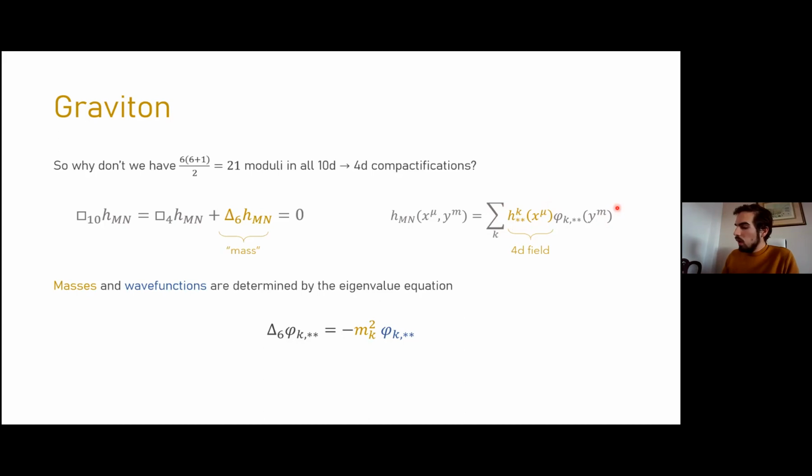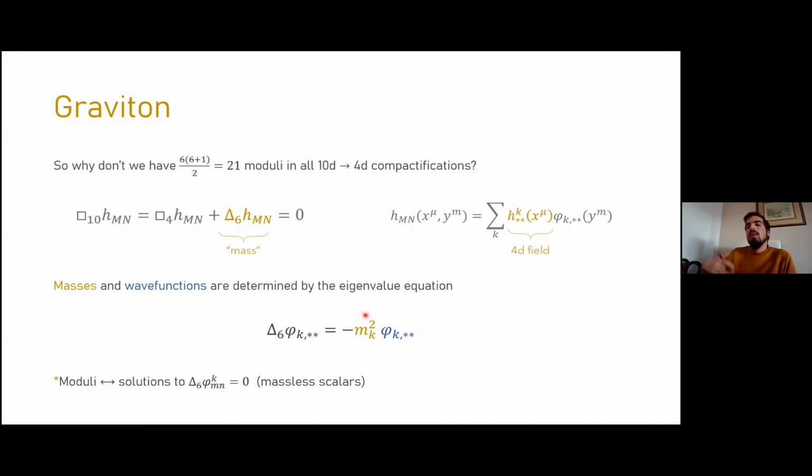And so these wave functions will constitute a complete set of functions, a complete basis of functions, which depend and are determined by the 6D Laplacian associated with the space that you chose for your compactification. This is the eigenvalue equation that you need to solve. This will give you not only the wave functions, but also the masses, which will appear here, as I mentioned before. And the moduli that we usually talk about and that we want to stabilize are the solutions to this equation associated with the scalar degrees of freedom, which have mass equal to 0.